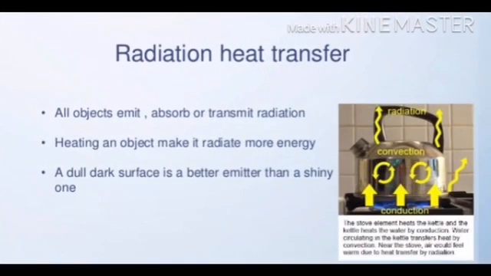Radiation heat transfer. All objects emit, absorb or transmit radiation. Heating an object makes it radiate more energy. A dull colored surface is a better emitter than a shiny one. Absorption of radiant heat. Radiant heat consists of thermal radiation.